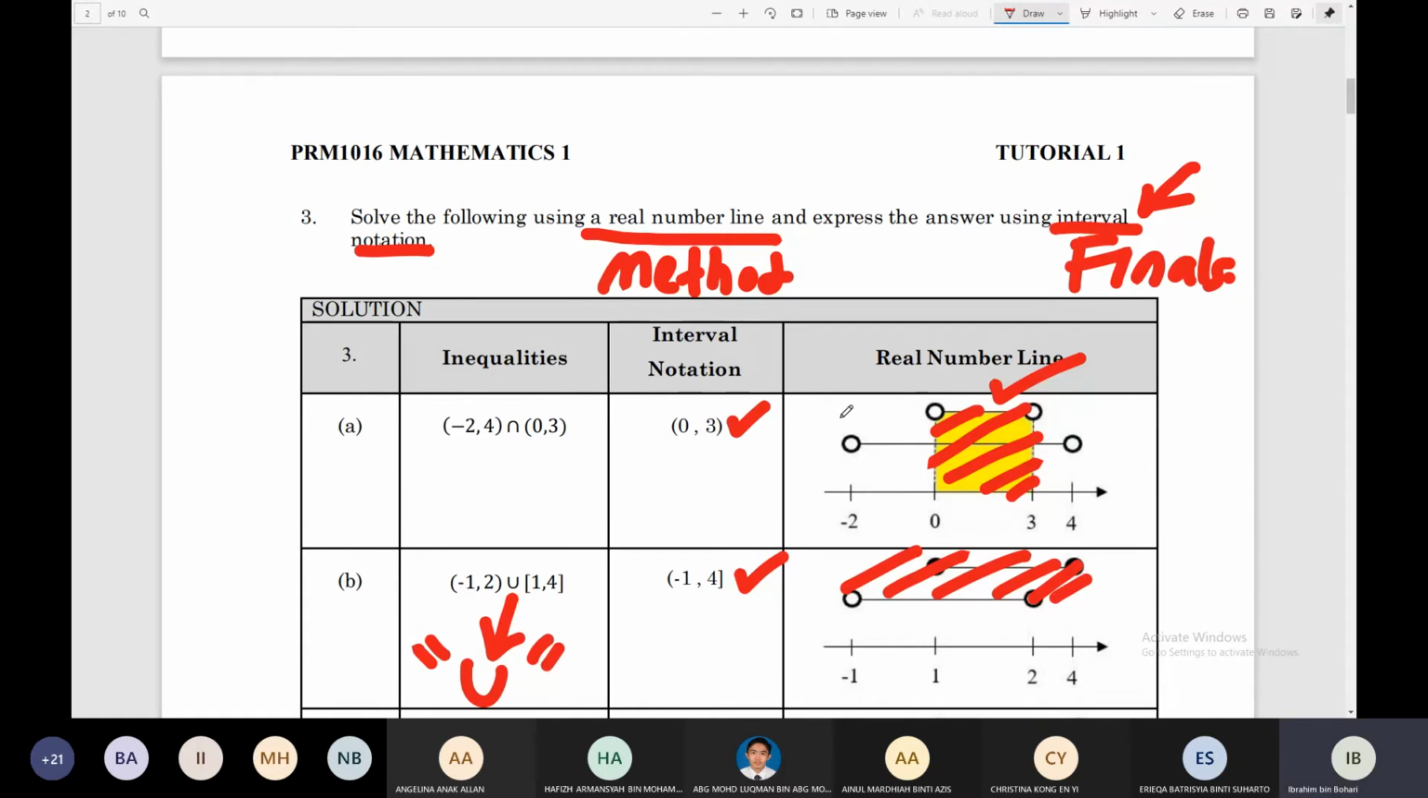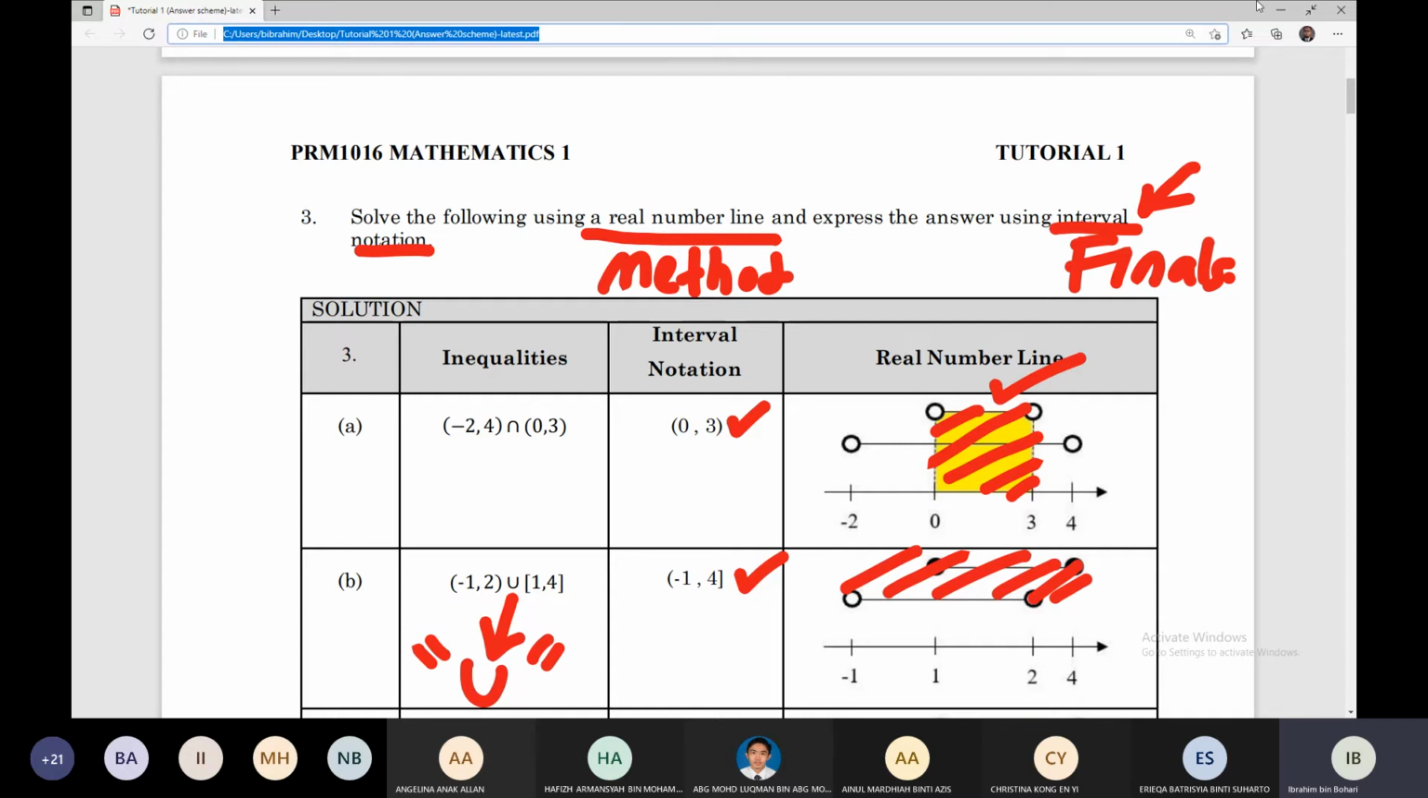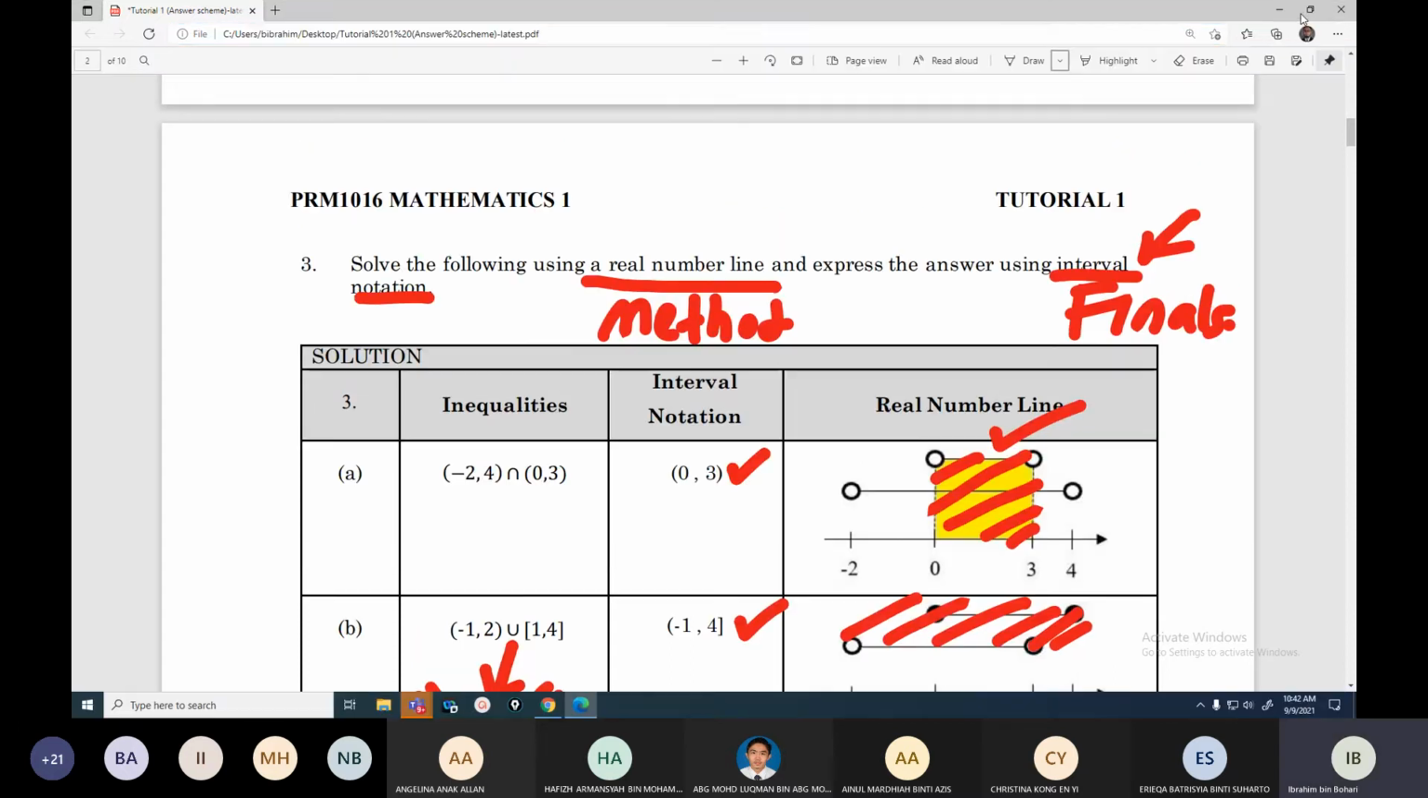Okey, dan satu lagi, saya punya solution ini saya akan letakkan dalam channel saya nanti. You all boleh check balik solution you di channel Ibrahim B. Check balik kat situ nanti, ya. Okey, ada sebarang soalan? Saya check kalau ada soalan. Kalau ada soalan you boleh tanya. Pakai mic pun boleh.